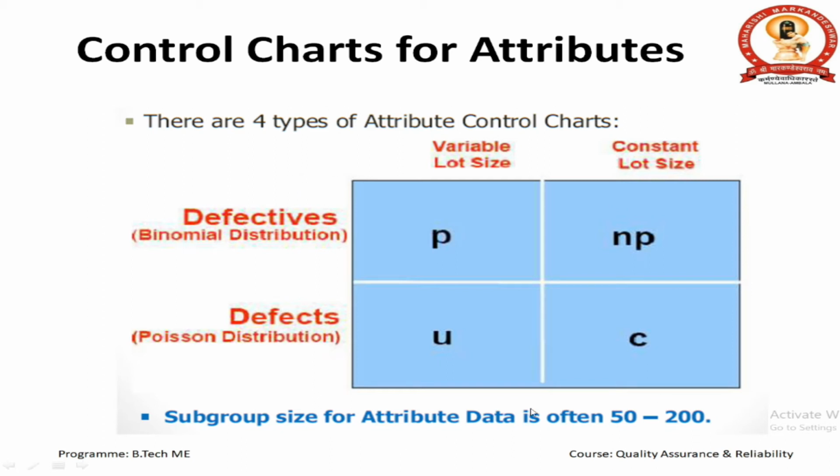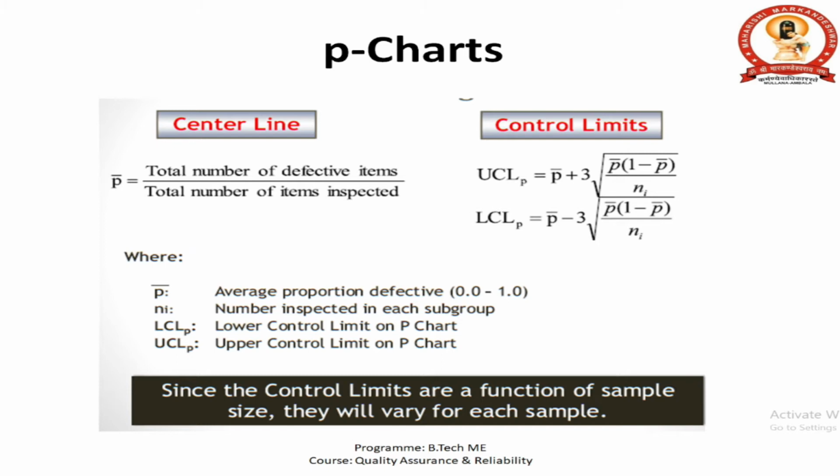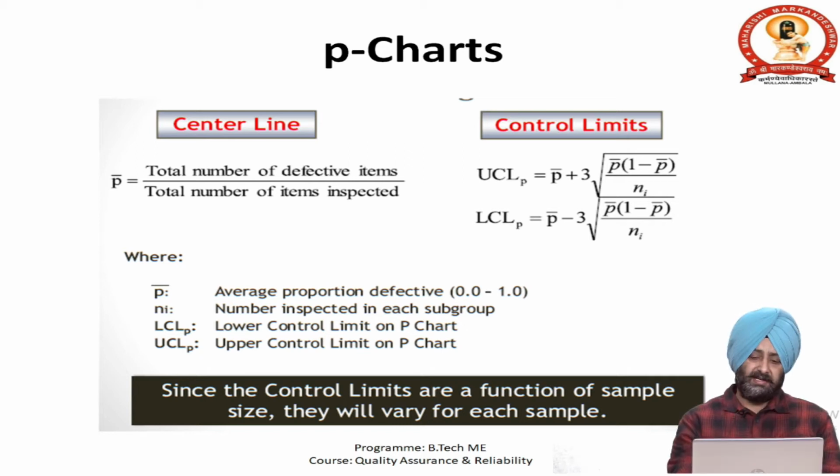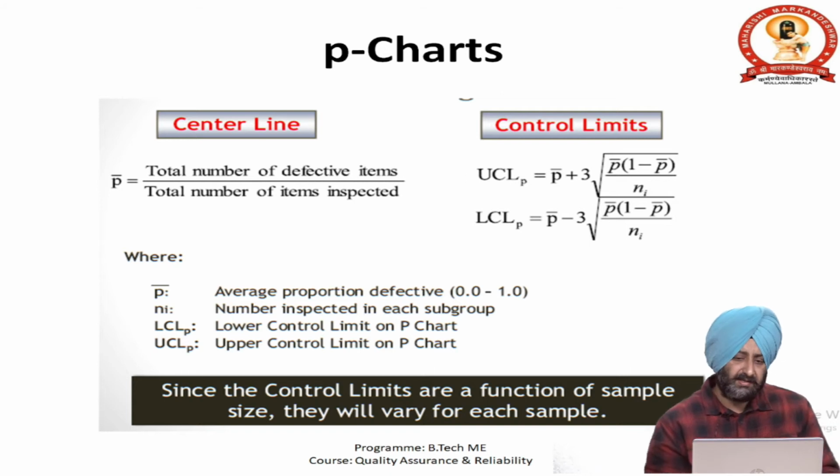So subgroup size for attributable data is often 50 to 200. We have to take a huge data set in order to draw these attributable charts. So we have some slides further to draw these types of attributable charts. We are not considering the variable charts in this particular lecture, because generally we have seen attributable charts are ignored, but they are of equivalent importance in industry. So today's lecture is more or less focused on attributable charts. So we discuss one by one.